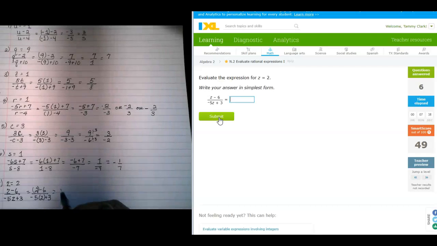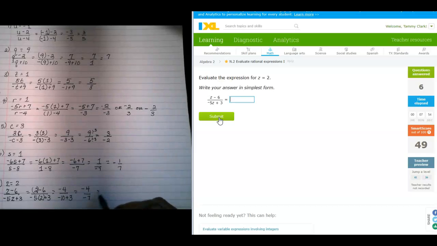So 2 minus 6 is negative 4. We've got negative 5 times 2, which is negative 10. And then we're going to add 3 to that. So we've got negative 4. Negative 10 plus 3 is negative 7. Well, we know a negative divided by a negative is a positive, so that would be 4 over 7.